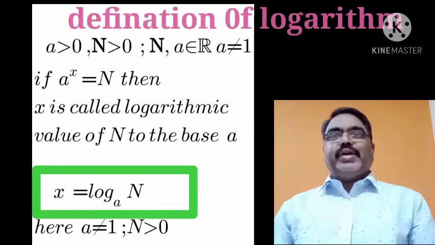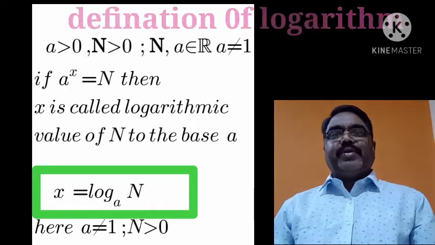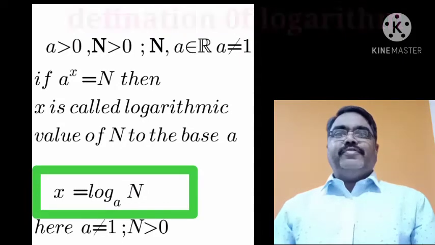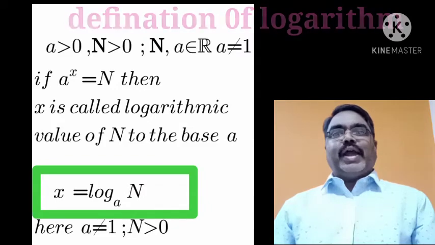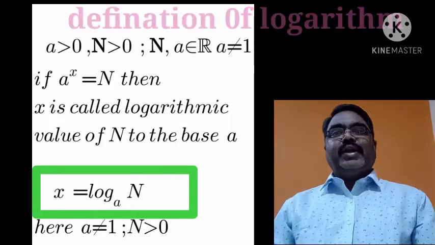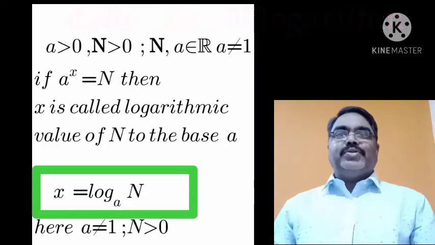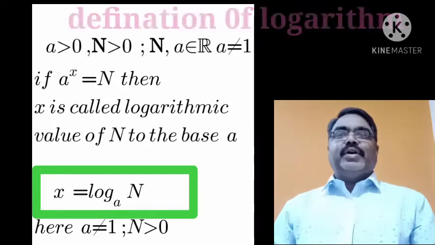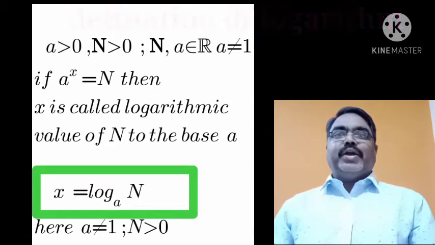Suppose a is a positive real number, n is a positive real number, and a is not equal to 1. If a is raised to the power x, which gives n, then x is said to be the logarithm of n to the base a. When a to the power of x gives the value n, here x is called the logarithm of n to the base a.